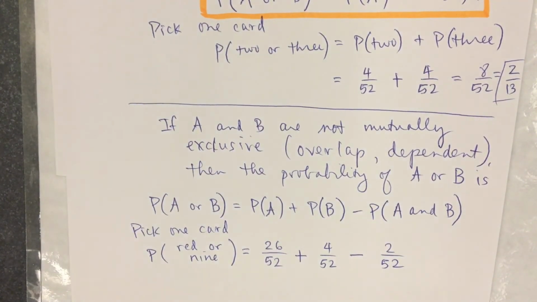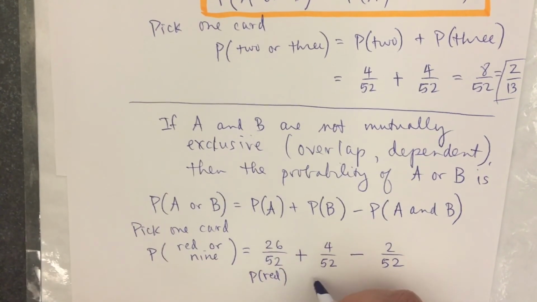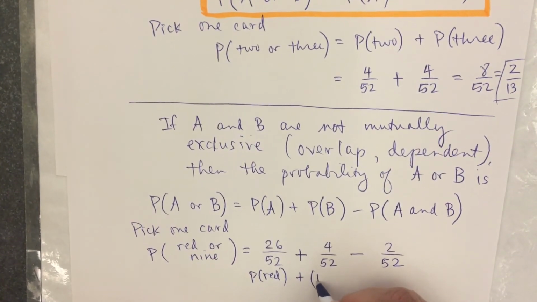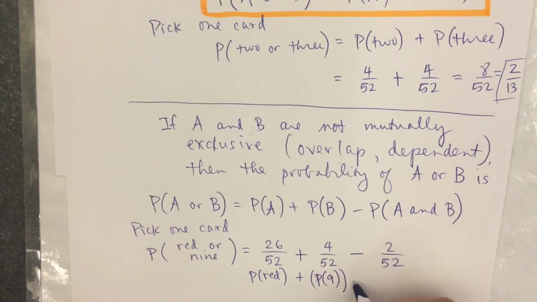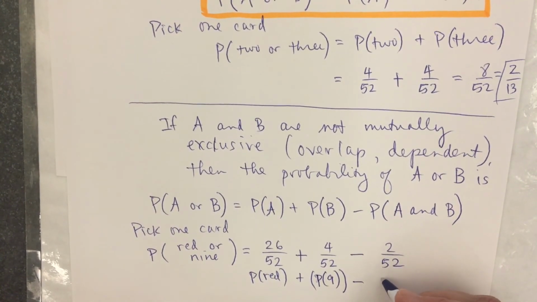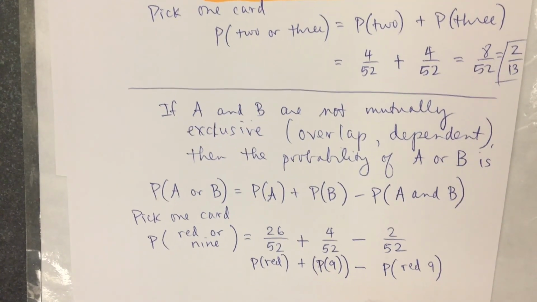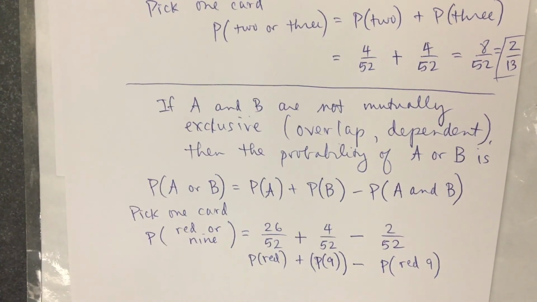So the 26 over 52 is the probability of red, plus 4 over 52 is the probability of a 9, minus 2 over 52 is the probability of a red 9. So there's my two formulas for if they're mutually exclusive or not mutually exclusive.